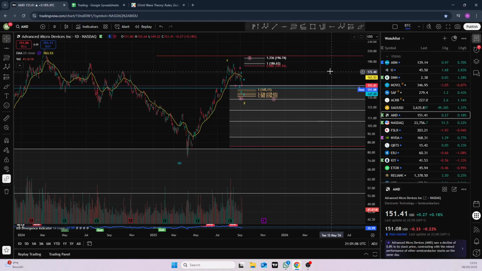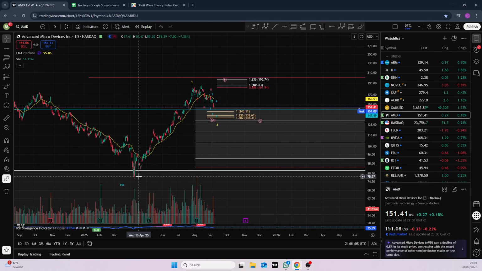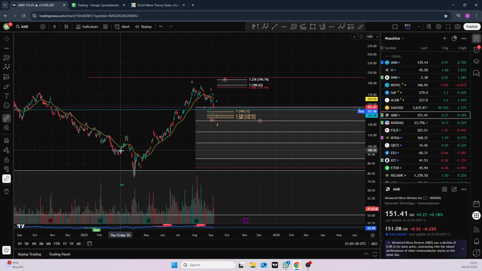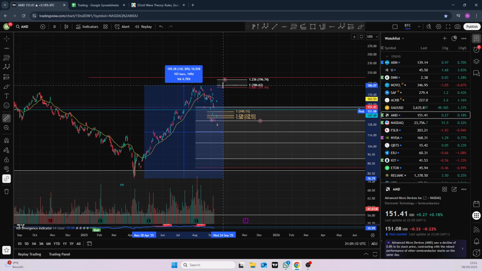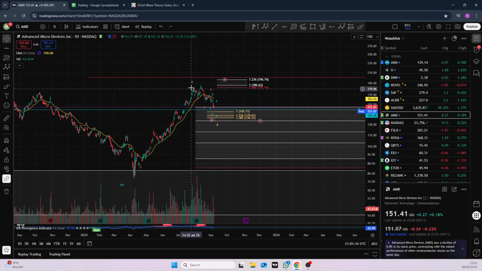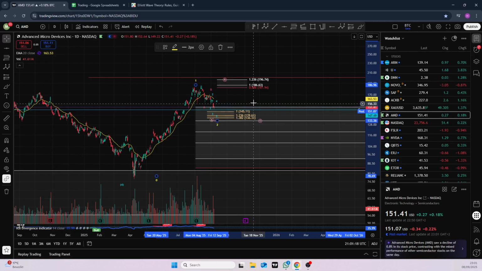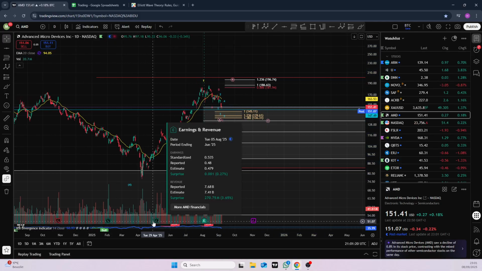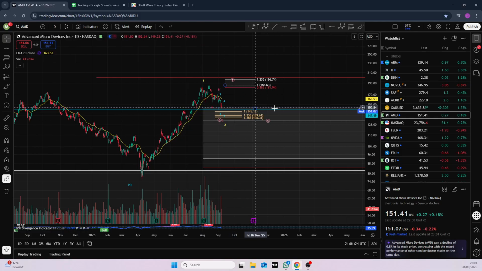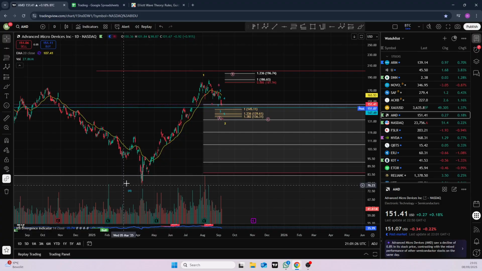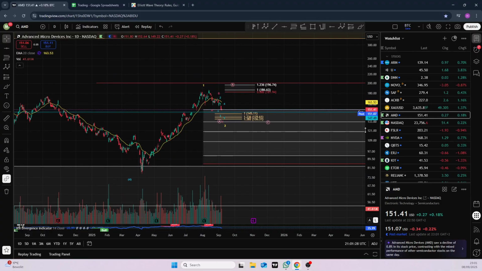Since the April low, we had a nice 140% move to the upside, and we are correcting this one now, even though we had positive earnings. Price is still going down, which is normal after such a push.